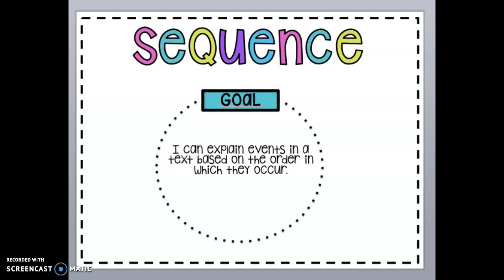Today is Wednesday, and today we're going to be talking about sequence. Now, sequence happens in lots of nonfiction text. So let's take a look first at your goal for today. Your goal for today is going to be able to explain events in a text based on the order in which they occur. So you will be able to identify a sequence of events in a text. You'll be able to tell what happened first, second, third, and so on and so forth.